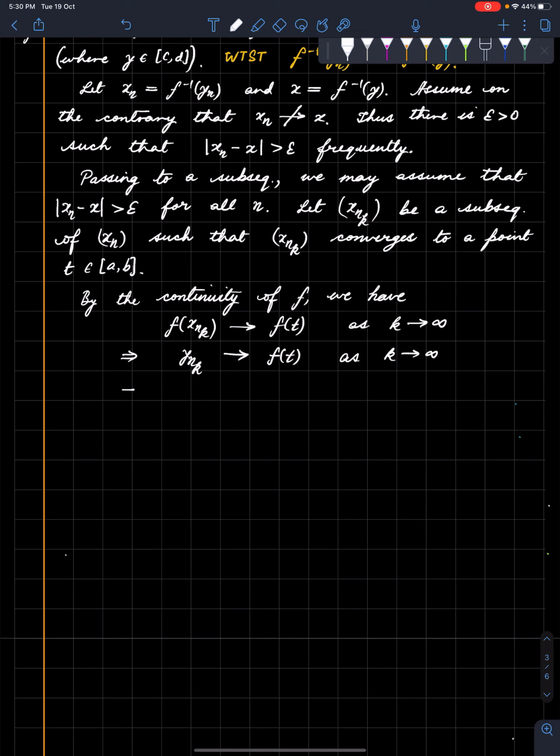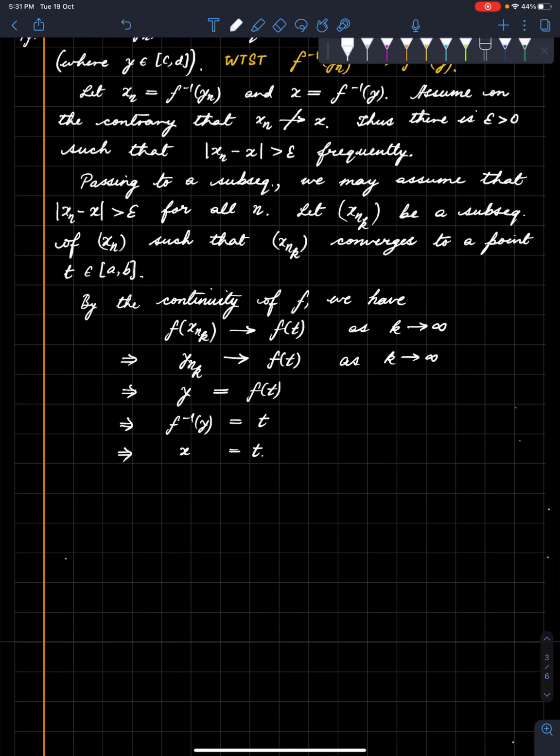So therefore, y equals f of t, which implies f inverse of y equals t, which implies x equals t. Okay.